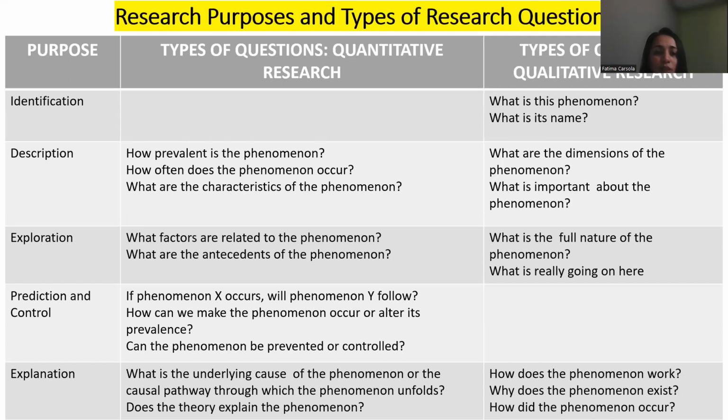In description, in quantitative research, you have to know how prevalent the phenomenon is, how many times, for example, dengue occurs every year, or how often a phenomenon occurs, or what the characteristics of the phenomenon are, or what variables are related to, for example, the prevalence of dengue. And for qualitative research, what are the dimensions of the phenomenon? What is important about the phenomenon? So what is it all about, the experience of those students in their first time in the clinical area? What are the gaps that you're trying to fill in? Why do you have to study this?